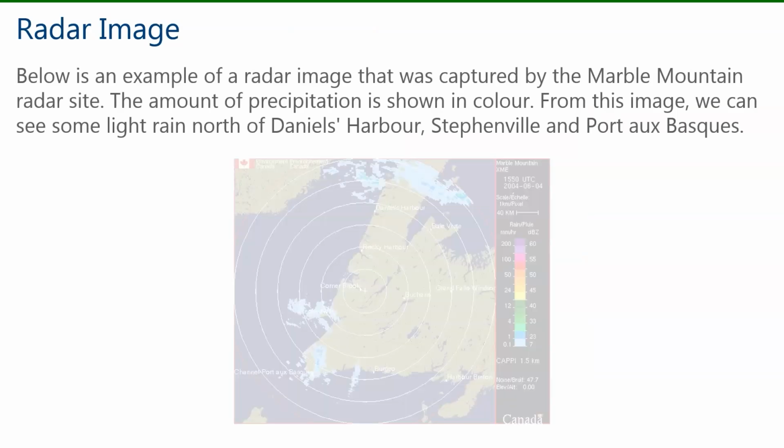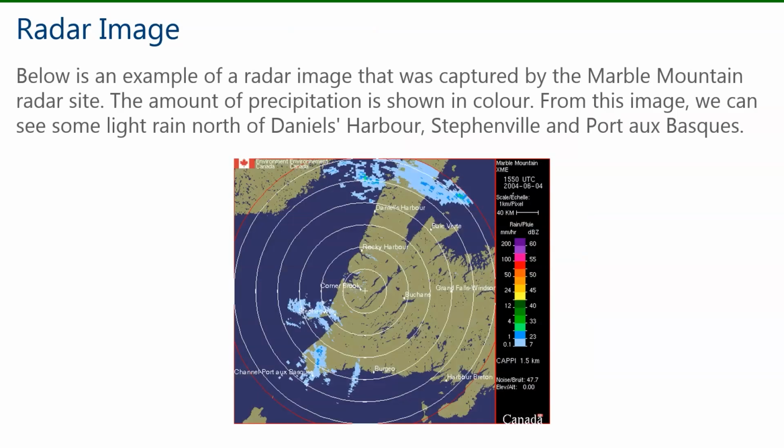Below is an example of a radar image that was captured by the Marble Mountain radar site. The amount of precipitation is shown in color. From this image, we can see some light rain north of Daniels Harbor, Stephenville, and Port aux Basques.